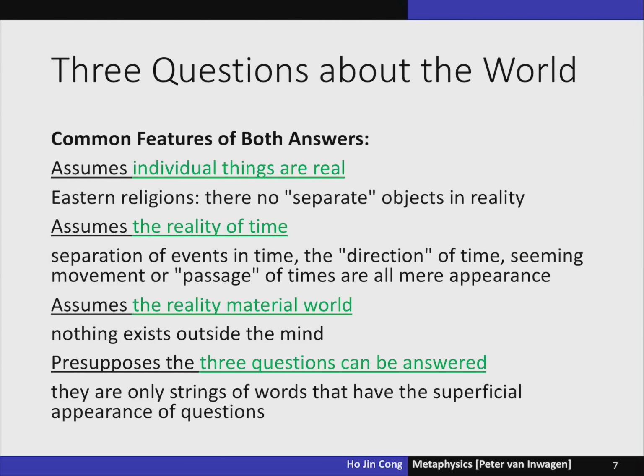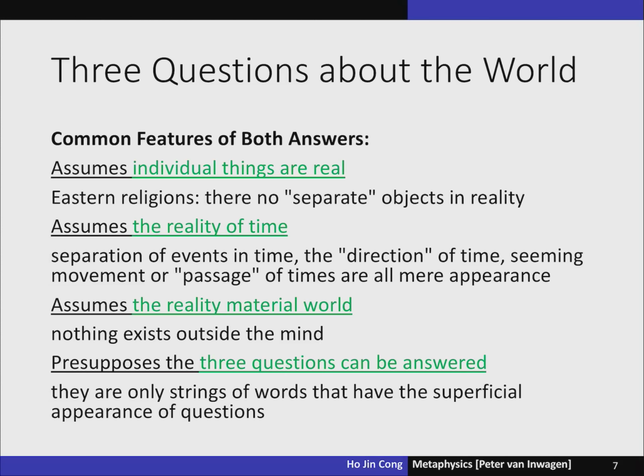These two sets of answers seem to be different, but actually there are some common features between both. The first one is that both assume that individual things are real, but in some Eastern religions, there are no separate objects in reality. And secondly, both answers assume the reality of time, but some philosophers would argue that the passage of time and the direction of time are just mere appearance.